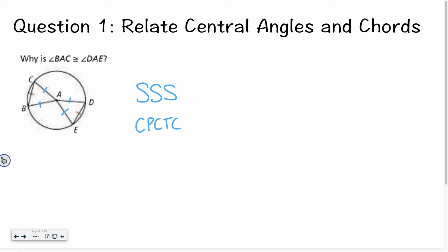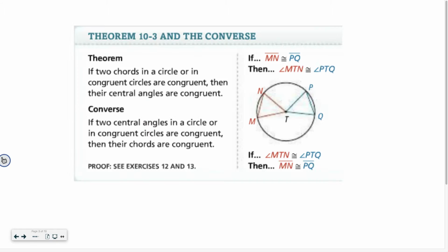All right, for this problem, hopefully you realized that they gave us two congruent sides. They said segment CB is congruent to segment DE. And then the rest of those lines are all radii, and all radii are congruent. Therefore, I have two triangles that are congruent by side, side, side. So corresponding parts of congruent triangles are congruent, or CPCTC, tells us that angle BAC is congruent to angle DAE. On your homework, it'll more likely ask you how you know that the two triangles are congruent.